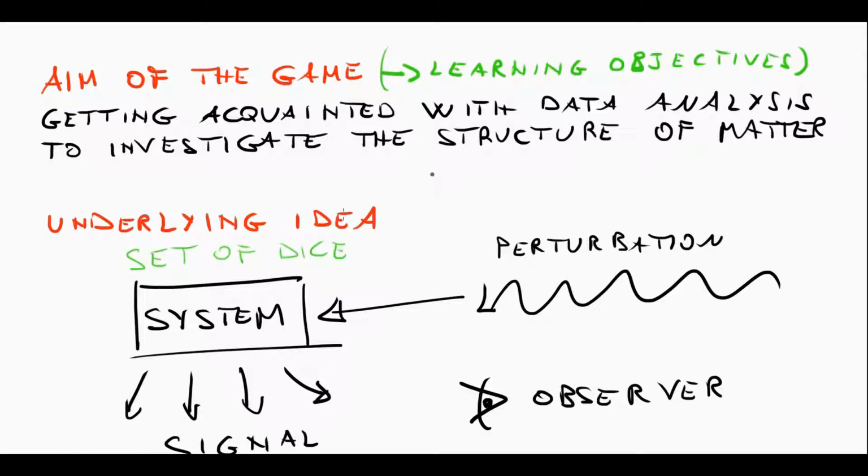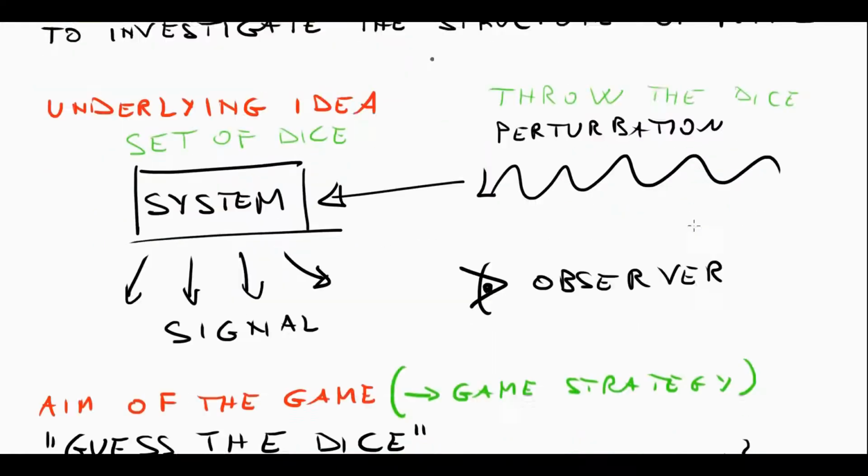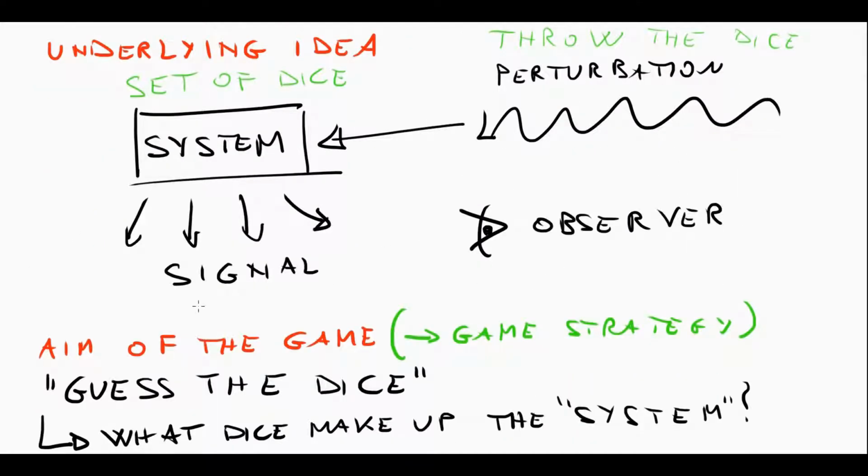We perturbate the system. And how can we do this? We simply throw the dice. This is our perturbation. But we must imagine that we do not know what dice we have in our hand. So we throw the dice, the set of dice is perturbated, and consequently it emits a signal. What's the signal? The signal is simply the outcomes, meaning the numbers that are printed on the top of the faces of each die.